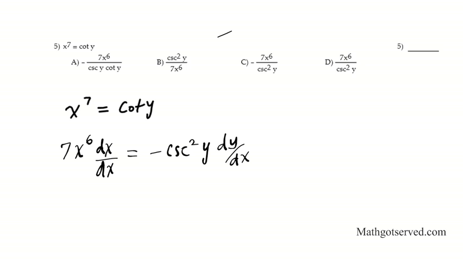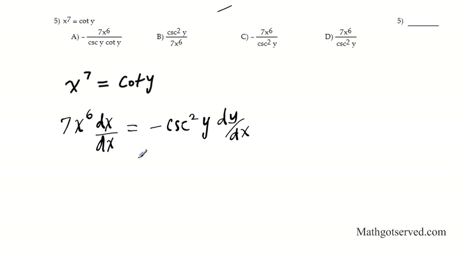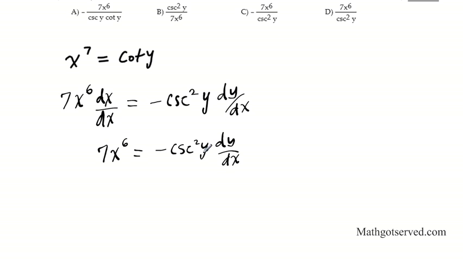Okay? Alright, so our goal here is to isolate dy/dx. If I can isolate dy/dx, then that will be my derivative. Okay? But before we do that, let's simplify the left side. dx/dx reduces to 1, so I have 7x to the 6th equals negative cosecant squared y, dy/dx. To finish this up, I'll just divide both sides by cosecant squared y. So I'll have dy/dx equals 7x to the sixth divided by negative cosecant squared y, and that is consistent with option letter C.